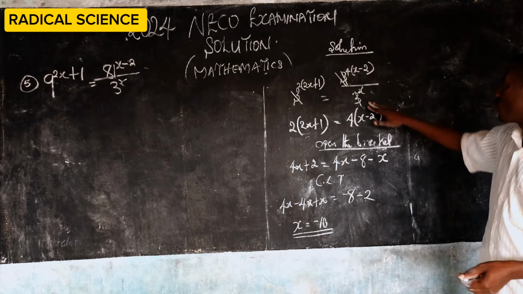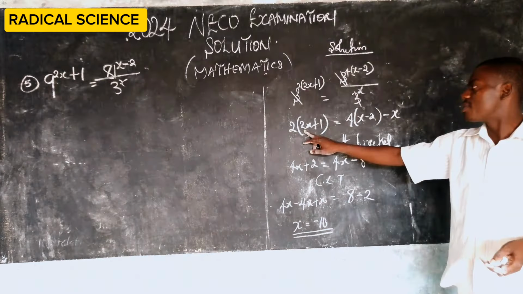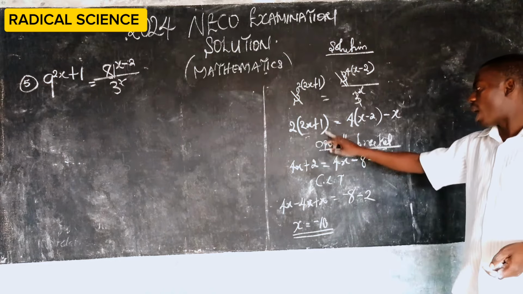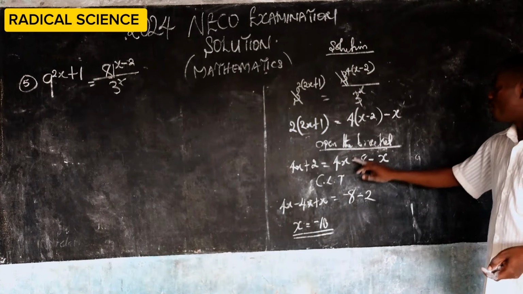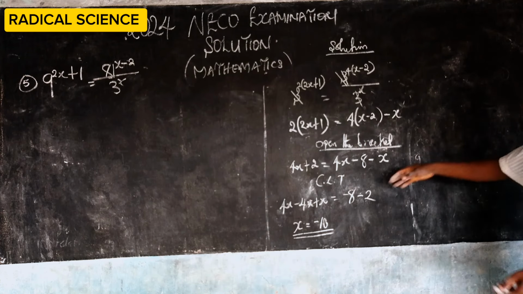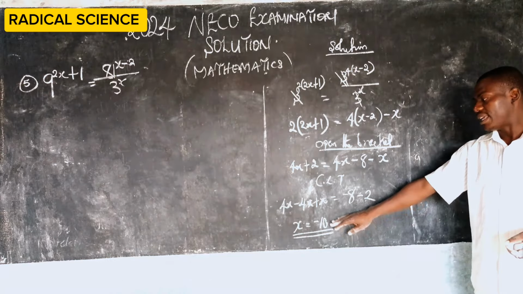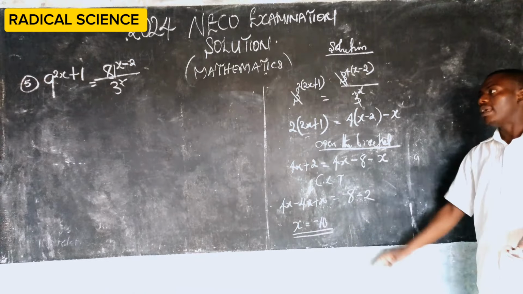In division, we subtract. If you open the bracket, 2 times 2x, I got 4x, 2 times 1, I got 2, is equals to 4 times x is 4x, and 4 times 2 is 8. If you collect like terms, the answer is x is equals to minus 10.